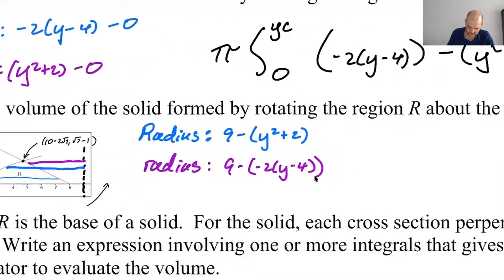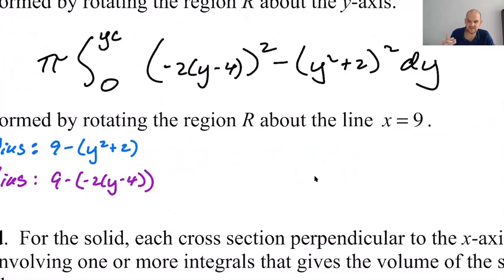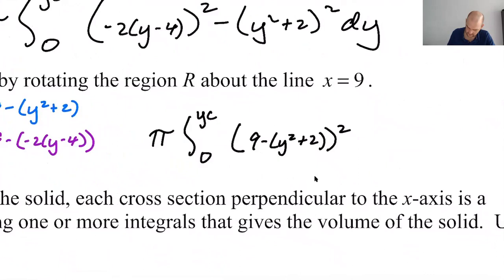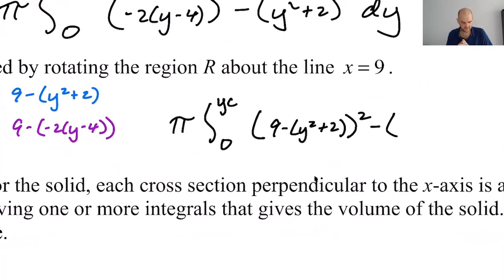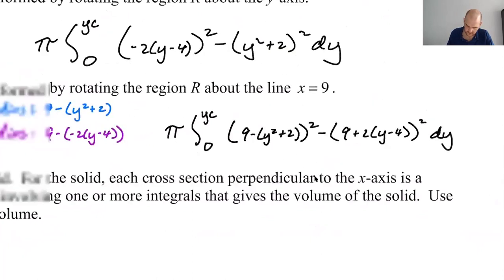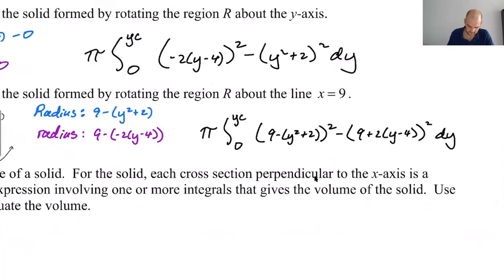Okay, and we're still going from 0 to the y coordinate. That usually doesn't change when you're changing up the line you're going around. 0 to the y coordinate. Big radius is going to be 9 minus. So notice I don't bother to simplify this. It's just another mistake I could make. Minus the little radius. This I am going to make 9 plus 2 times the quantity y minus 4, squared, and dy. Yeah, that's going to do it.